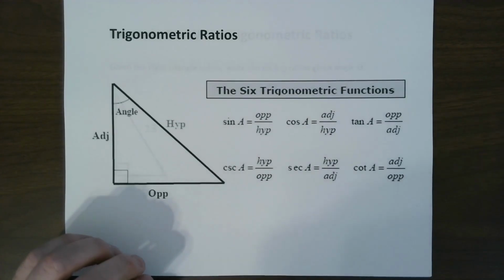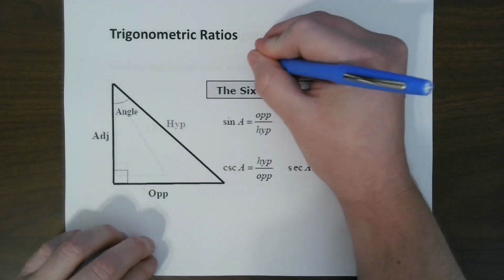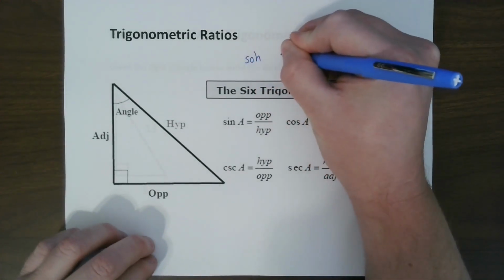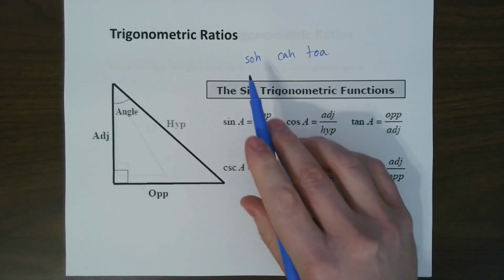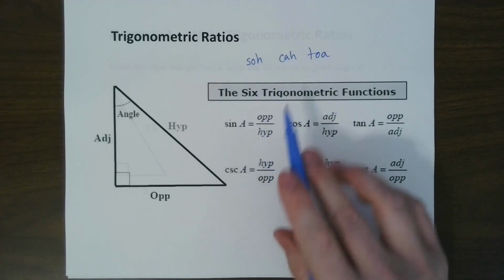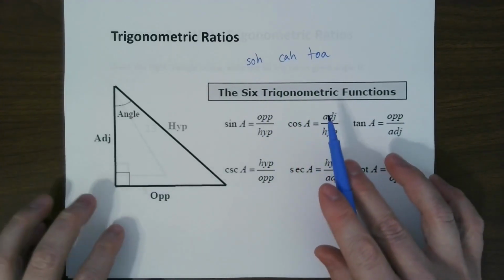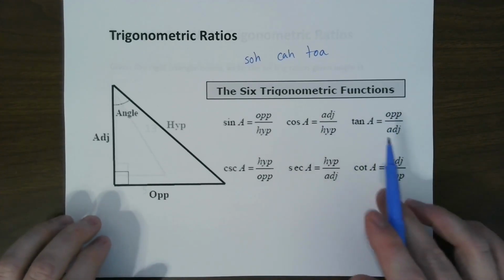The cute little phrase people know to memorize this is SOHCAHTOA. So SOHCAHTOA is: sine is opposite over hypotenuse, cosine, "CAH," is adjacent over hypotenuse, tangent is opposite over adjacent.